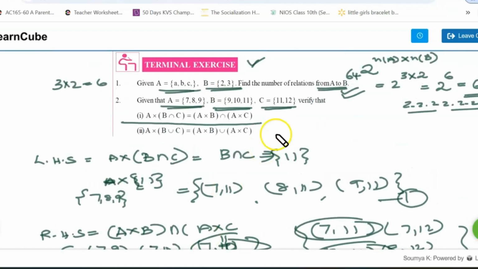So also try to do the second question. Similar way you have to solve it, but the only difference you can see here is union. Okay, so you have to take union of these two sets, and here also it is union. So first solve the left hand side, come to the right hand side and compare both of them. Hope you understood how to do this question. Let's move on to the next question.